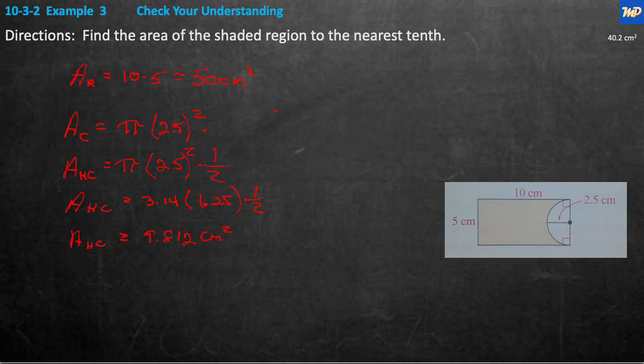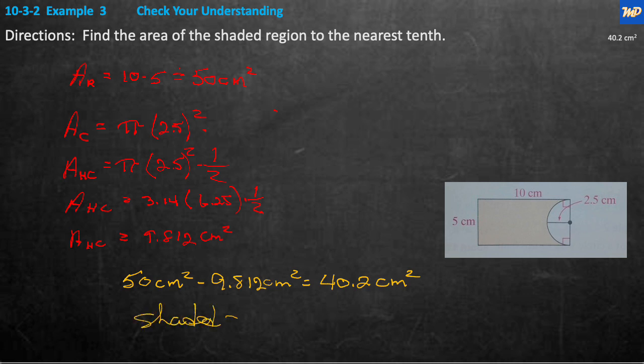So now in order to get the total area, let's pick a different color. The area is 50 centimeters squared plus 9.812 centimeters square. Oh, not plus, excuse me, it's minus 9.812 centimeters square, and that leaves us with 40.2 cm squared. So that's the shaded area. The shaded area is equal to 40.2 cm squared.